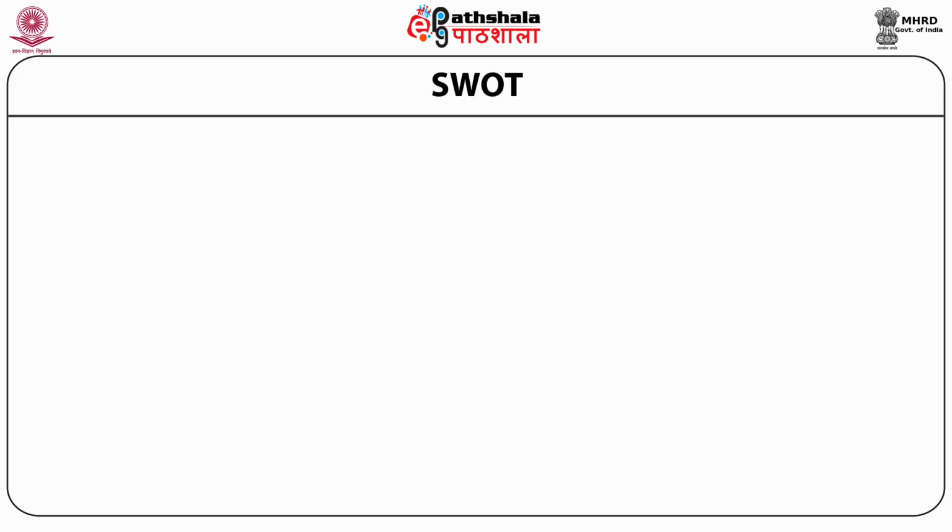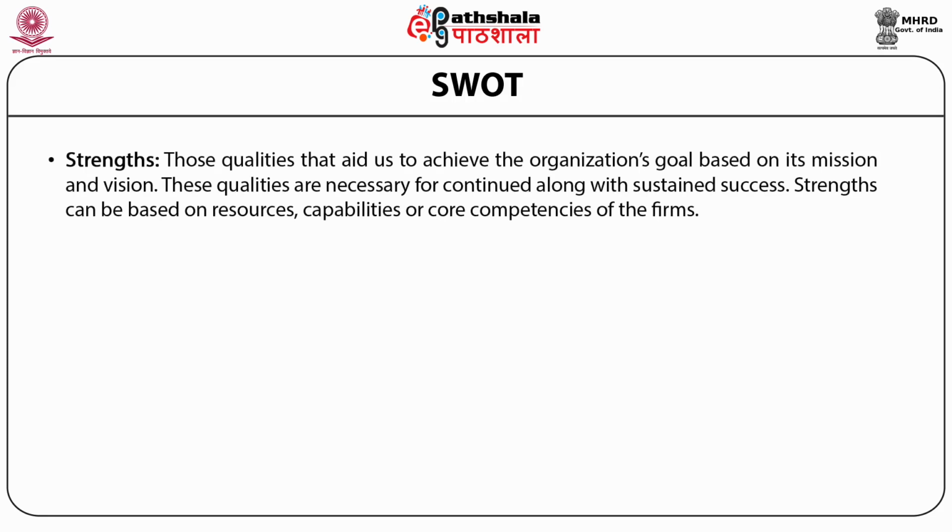SWOT indicates the strengths, weaknesses, opportunities, and threats that a business organization faces as and when it is implementing the strategies. Strengths: those qualities that aid a business to achieve the organization's goal based on its mission and vision. These qualities are necessary for continued along with sustained success. Strengths can be based on resources, capabilities, or core competencies of the firm.